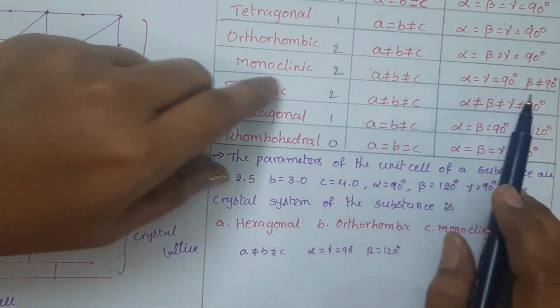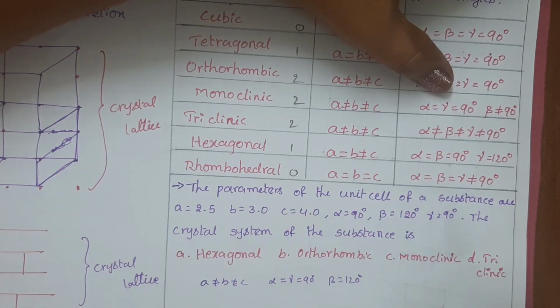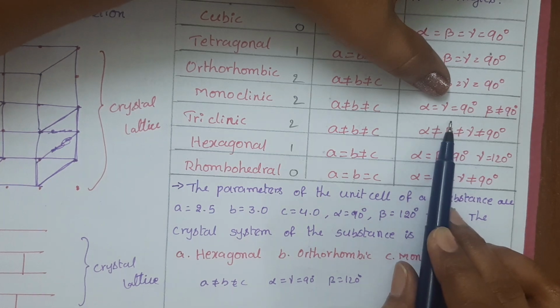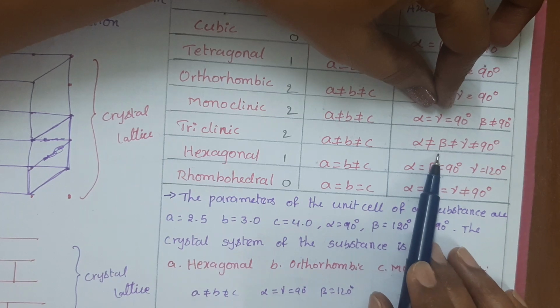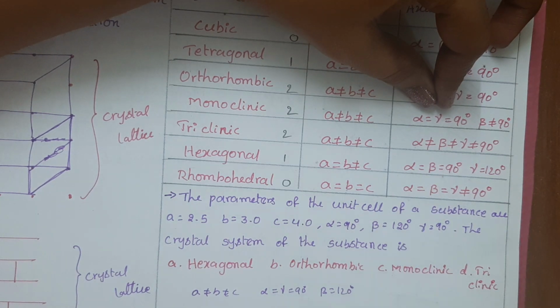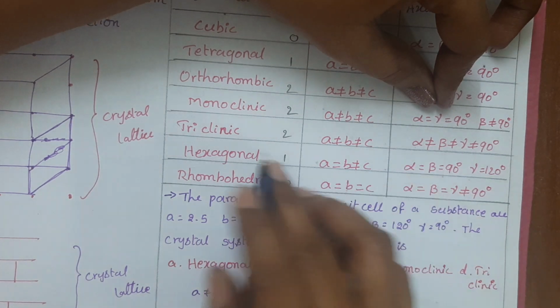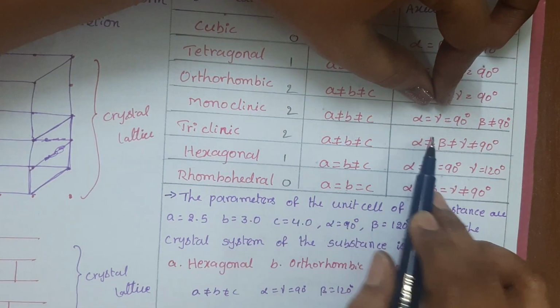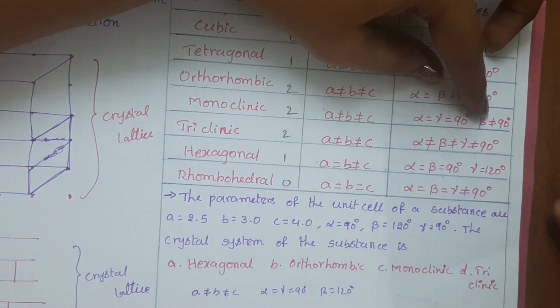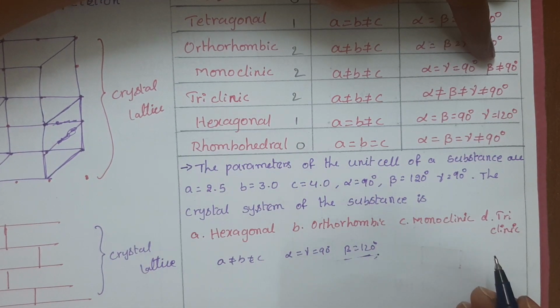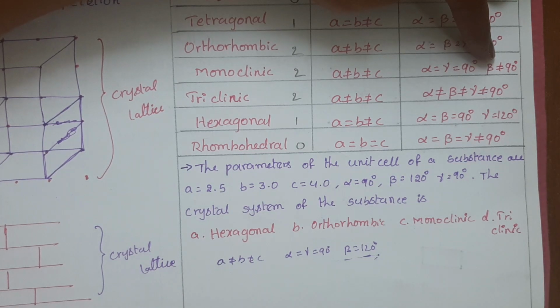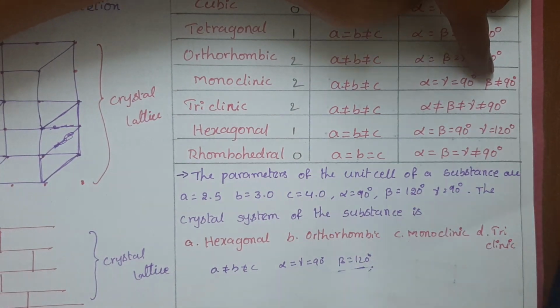In monoclinic and triclinic, which one has alpha equals gamma equals 90 degrees? This one, monoclinic, has alpha equals gamma equals 90 degrees. And what about the triclinic? It is alpha not equal to beta not equal to gamma not equal to 90 degrees. So we can't go for the triclinic, we go for the monoclinic. For monoclinic, beta is not equal to 90 degrees, so it may be 120 degrees or whatever. In the question they have given beta equals 120 degrees, they won't give beta equals 90 degrees. So we can choose monoclinic.